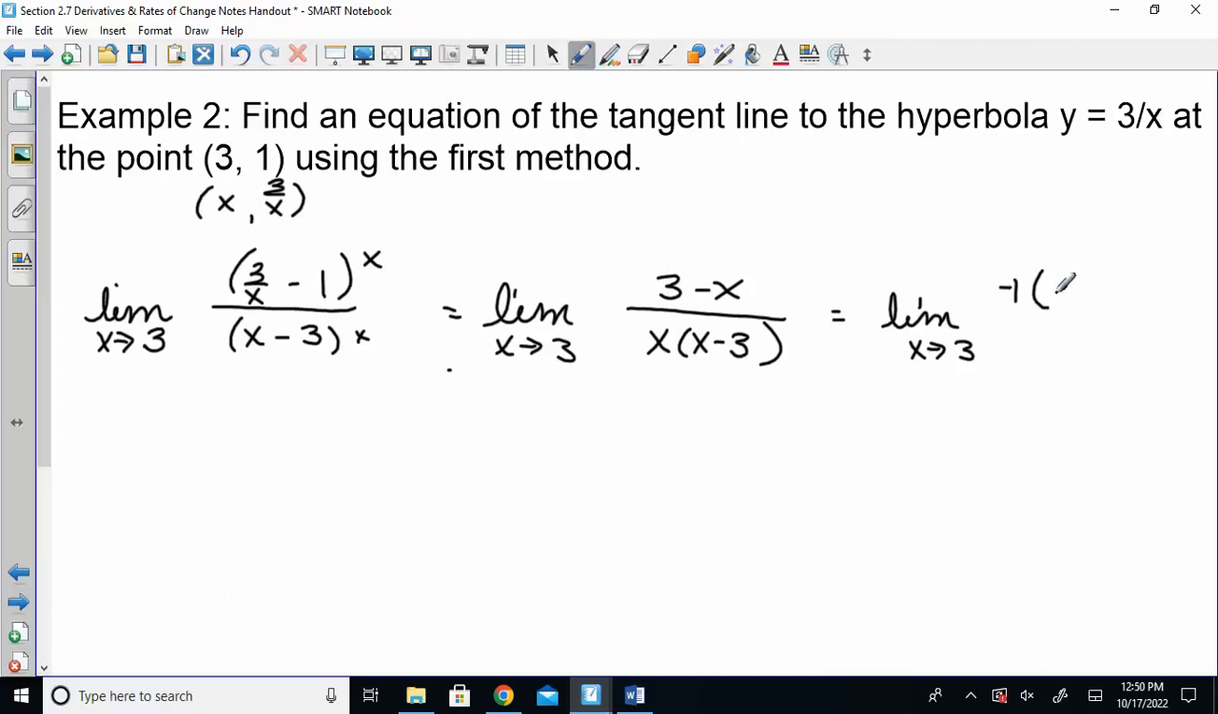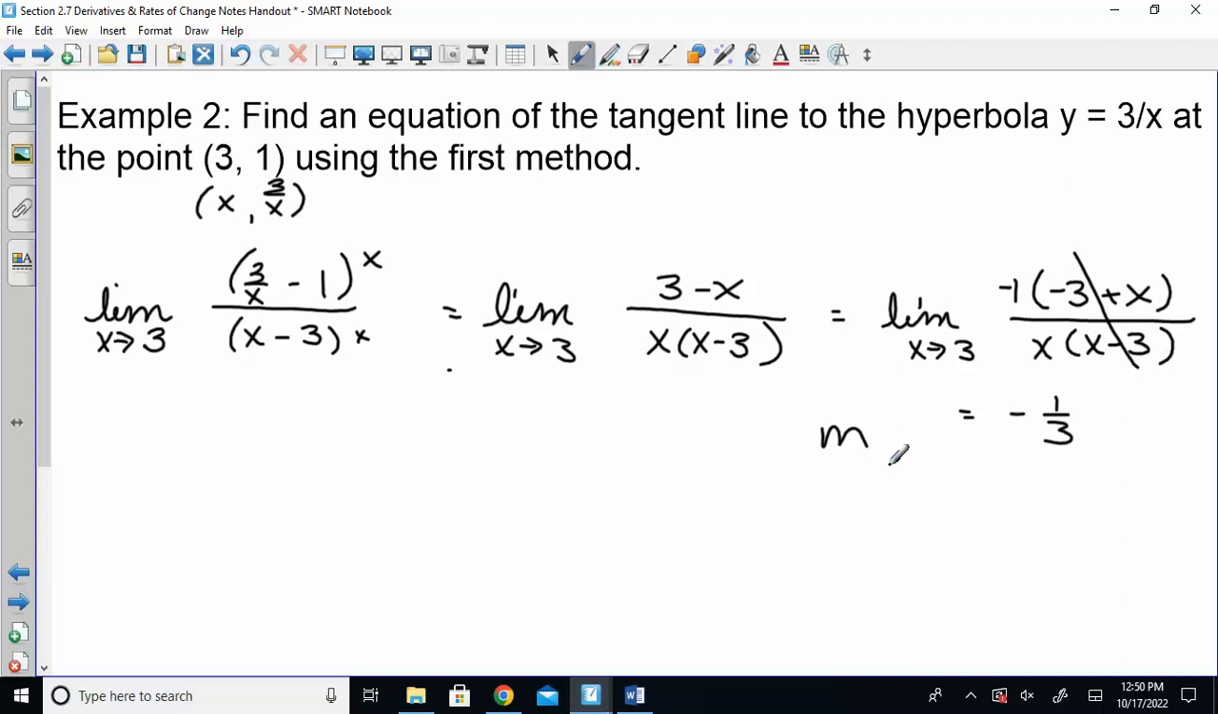Let's take out a -1. So if I took a -1 out of the top, that gives me a -3 plus x. -3 plus x, isn't that the same as x minus 3? So those cancel, and I get -1/3. Is that the same thing we got for the slope on the last one? Yeah. So then you'd be back to writing your equation, which for the sake of time, I'm not going to do. But we get the same slope.